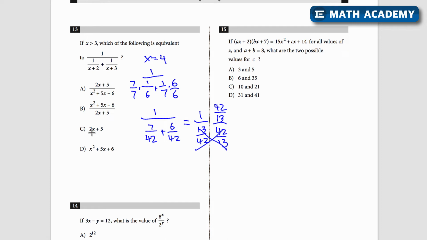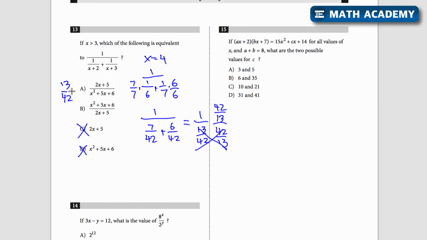Right away, I can tell that C is not going to give me 42 over 13. It's 8 plus 5 if I plug in 4 for x. So that's definitely not it. So between these, which would give me 42 over 13? Well, let's see, 2 times 4 plus 5 is going to be 13 here. And then in the bottom, I have 4 squared, so 16 plus 20, that's 36, plus 6 is going to be 42. So this gives me 13 over 42.